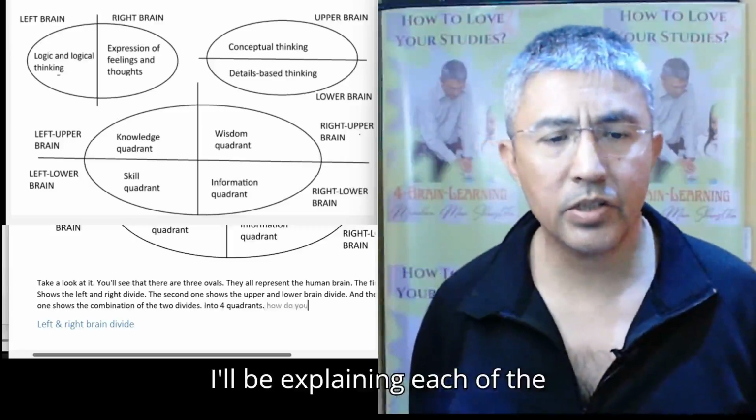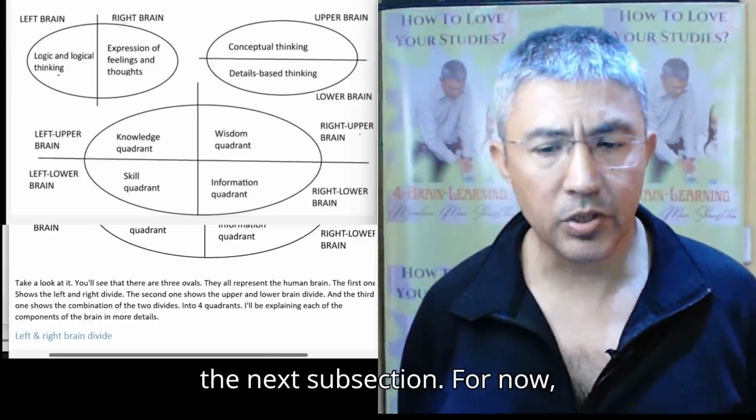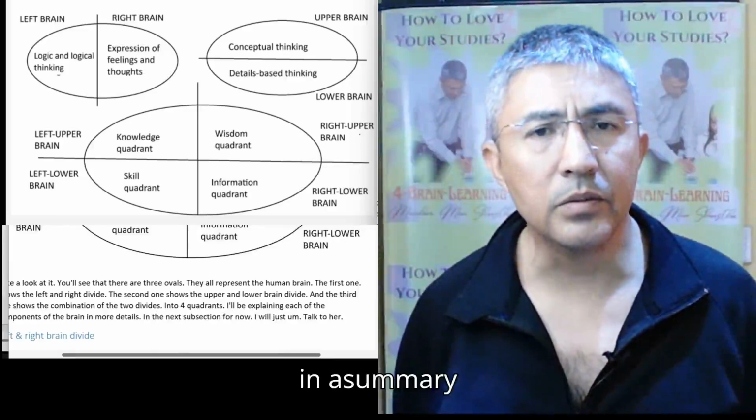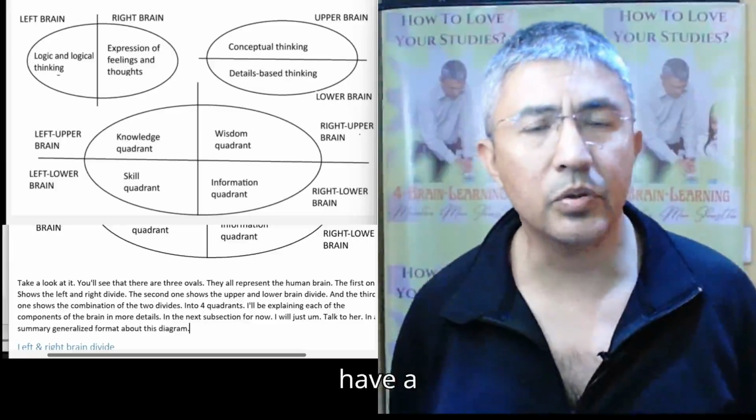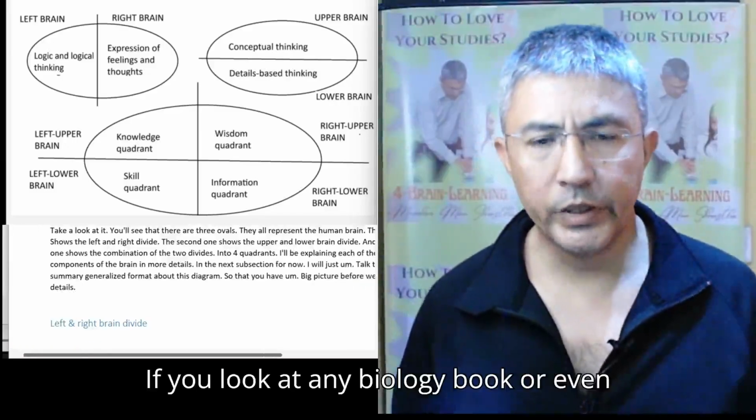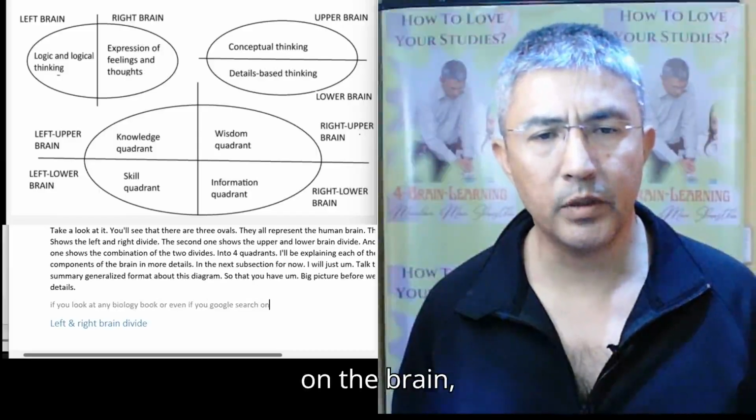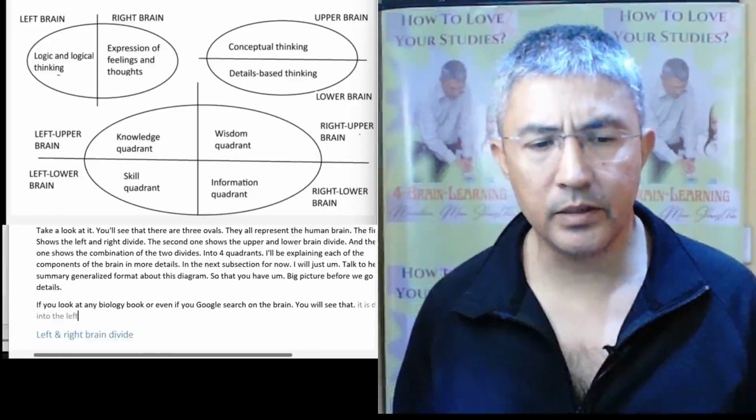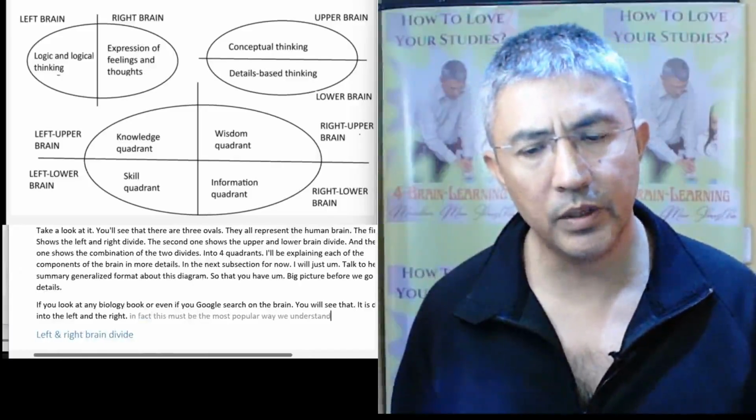I'll be explaining each of the components of the brain in more detail in the next subsection. For now, I will just talk in a summary, generalized format about this diagram so that you have the big picture before we go into the details. If you look at any biology book, or even if you Google search on the brain, you will see that it is divided into the left and the right. In fact, this must be the most popular way we understand our brain nowadays.